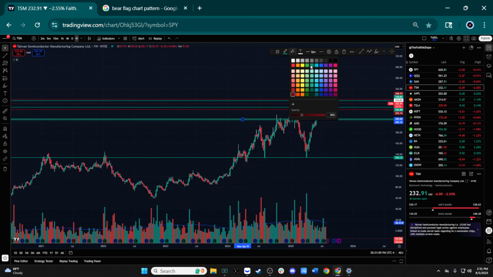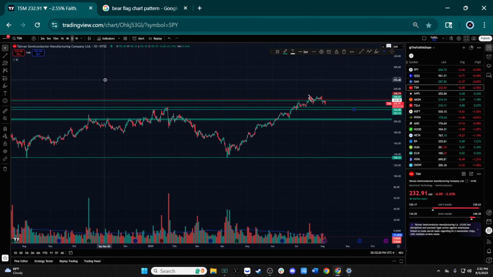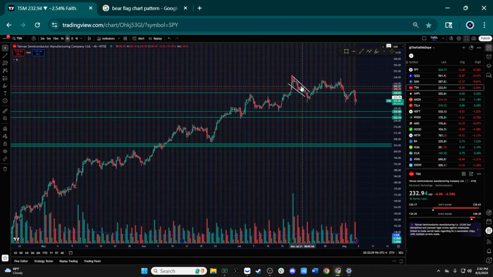TSM, I don't really trade TSM. Looks like it started to be a double bottom, but, and don't just do the weekly, do the daily as well, 4 hour. You see what happened here? This bull flag here ended up playing out, right?